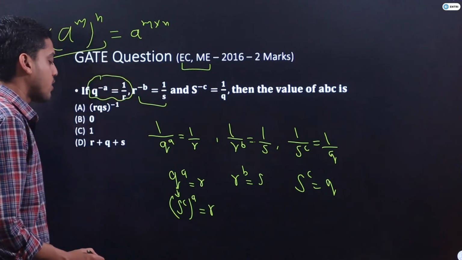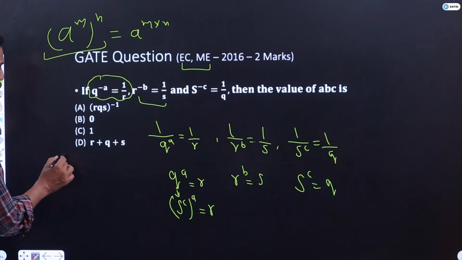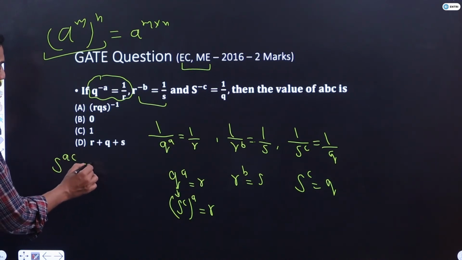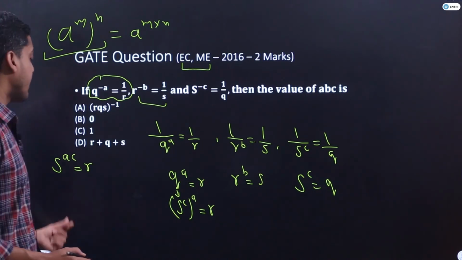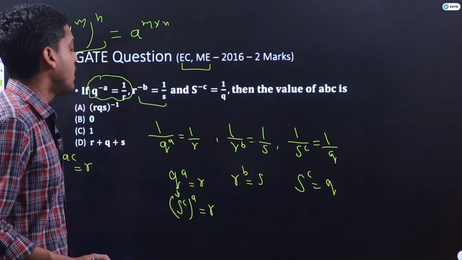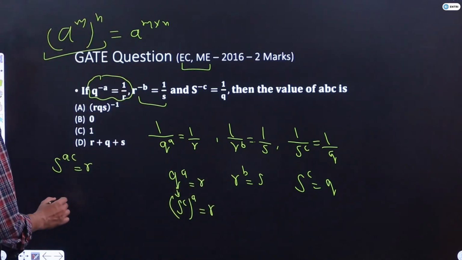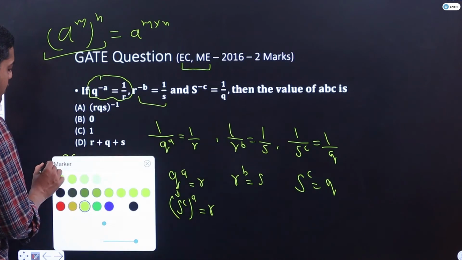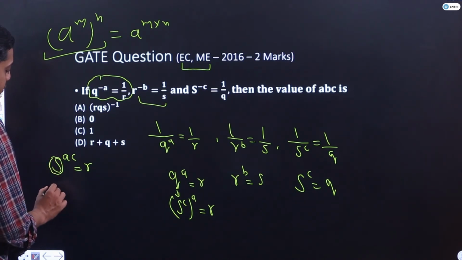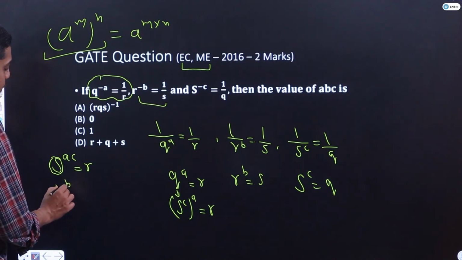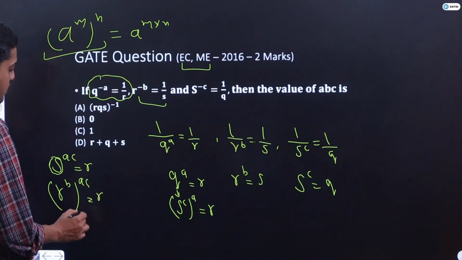It will be equal to r. So it will become s to the power ac equal to r only. Yes or no? Now if I say s equal to what, guys? s equals r to the power b. So since s is equal to r to the power b, I am putting the value of this, r to the power b whole bracket to the power ac, is equal to r.